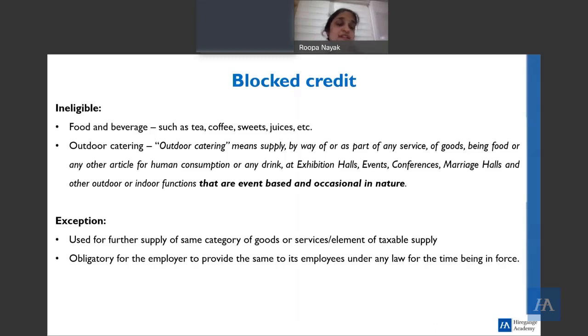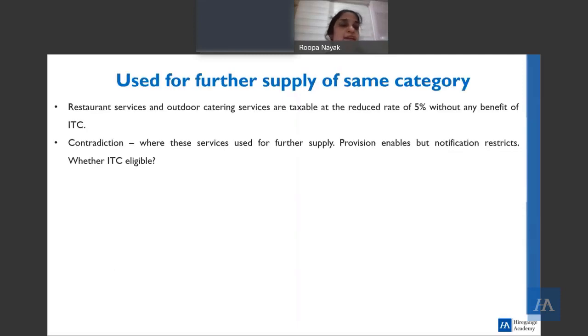One more exception is where it is an obligation for the employer to provide the canteen facility to the employees under any law for the time being in force. And herein we may need to, for a minute, look at when there is an obligation for the employer to provide a canteen facility to the employees.